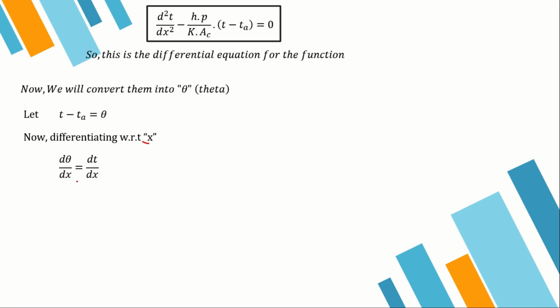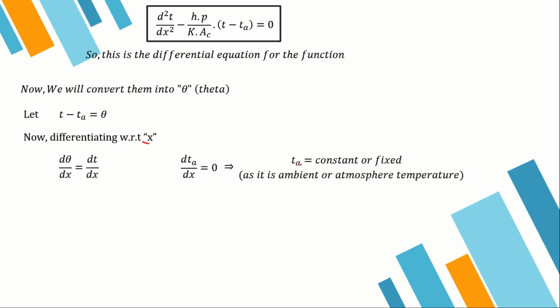So the above equation becomes dT/dx is equal to d theta/dx. Here we can see that dTa/dx is equal to 0. Why is it equal to 0? We can see that Ta is a constant or a fixed quantity, as it is the atmospheric temperature and it has a fixed value. So the differentiation of a fixed or constant value is always equal to 0.